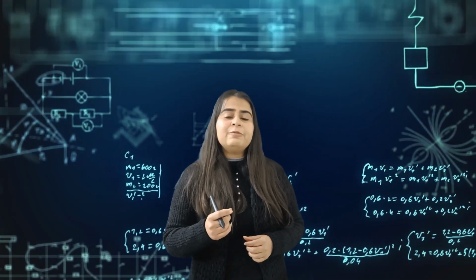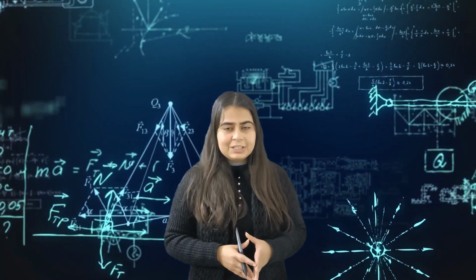source of electric field, and this electric field is denoted by the electric field lines. And we have also studied that the electric field lines associated with the positive point charge always point in the outward direction, and the electric field lines associated with the negative charge always point inwards.